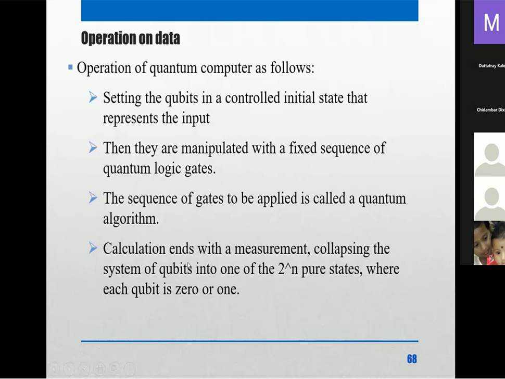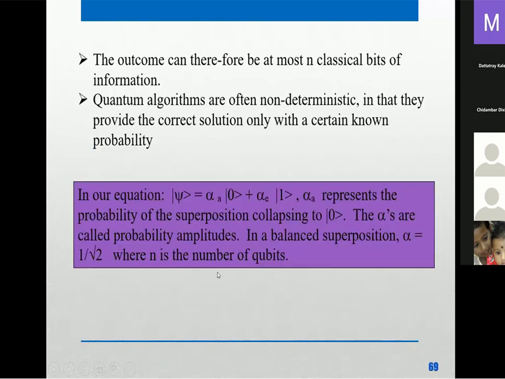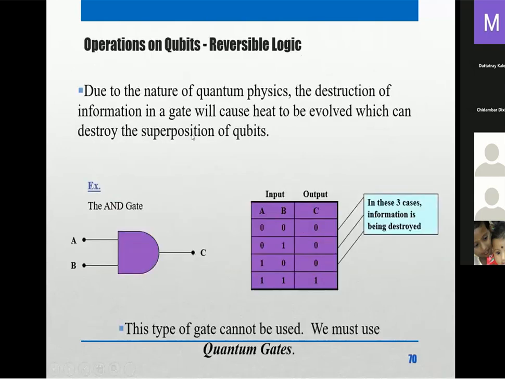Calculations end with the measurement, a collapsing of the system of qubits into one of the 2 raised to n pure states, where each qubit is 0 or 1. So you can see here, this is a gate representation. Due to the nature of computer physics, the distortion of information in a gate will cause heat to be evolved, which can be destroyed. You can see in a normal gate, when the input is 1 1, the output is 1. But for all the others, 0 0, 0 1, 1 0, the output is 0.